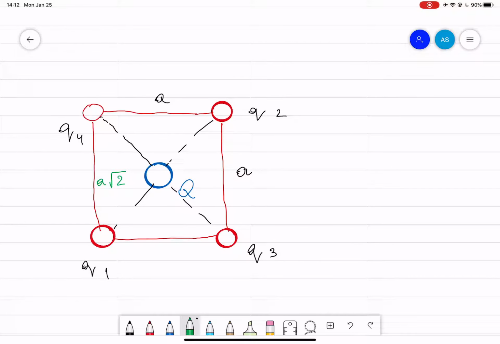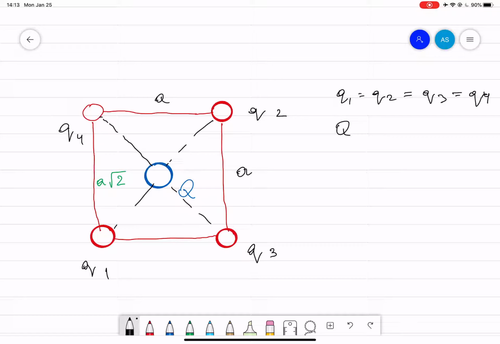We have identical charges. Let me write it down: Q1 equals Q2 equals Q3 equals Q4. All of them are identical and have the same charge. These four charges are placed on the corners of the cube. Then we have another charge, big Q, which is placed at the center. The side of the cube is given as A.